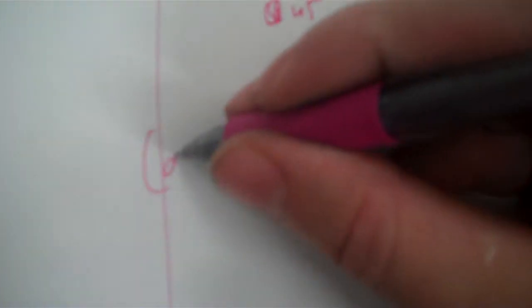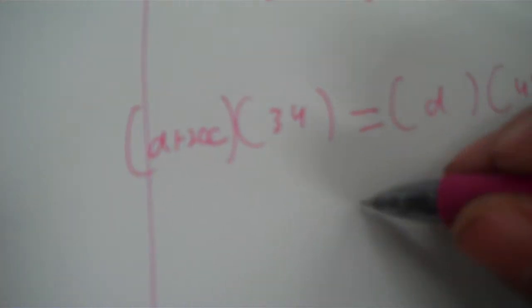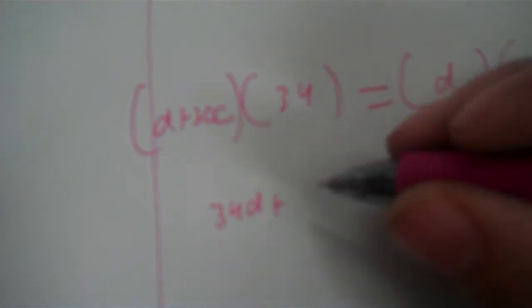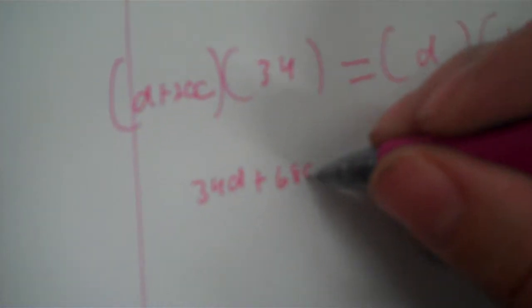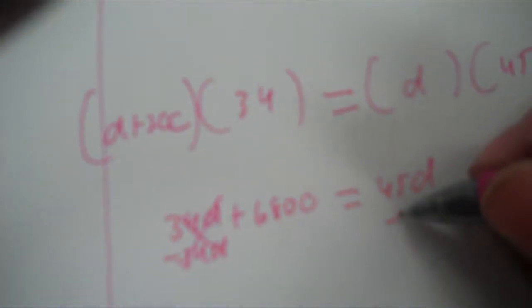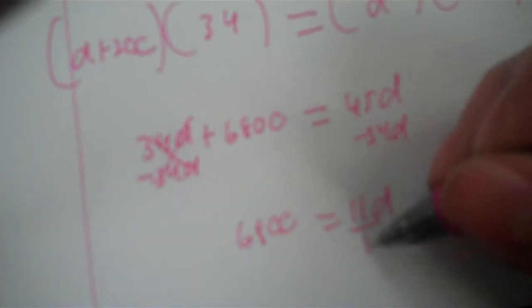Okay, so I'm going to take D plus 200 times 34, and I'm going to take D times 45. If you can do it without this, that's fine. So D times 34 is 34D. 34 times 200 is 6,800. And over here you got 45D. So I minus 34D from both sides. 11 times D over there and 6,800. So I divide by 11. So 6,800 divided by 11 is going to be about 618. And then we just add 200 and it's 818.